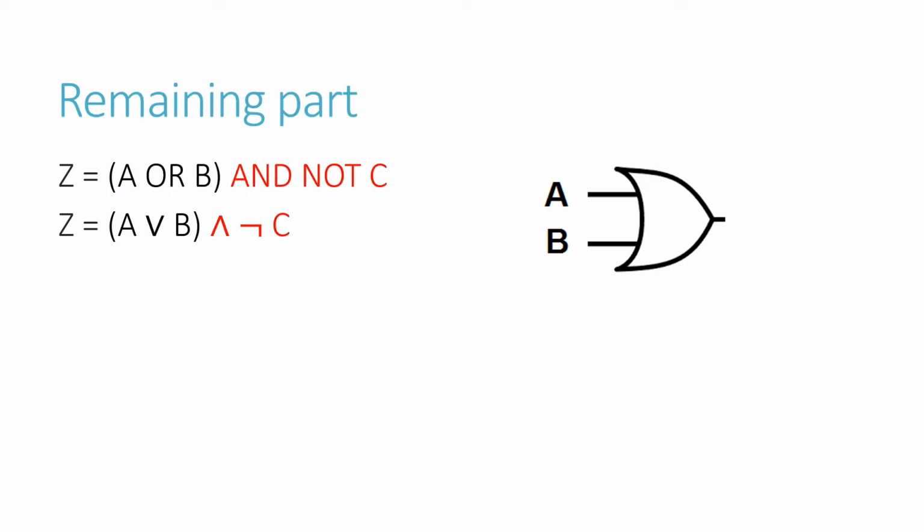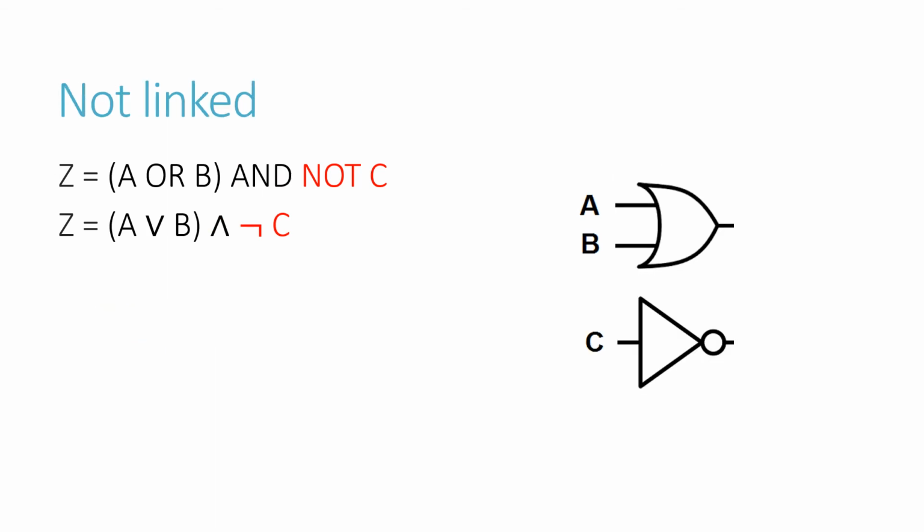Right, so the remaining part is AND not C, which is two operators right next to each other. So which do we do first? We have to complete the circuit by putting these two gates in the right order. Which one comes first? It's the NOT gate, isn't it? Notice that the NOT gate and the brackets are not directly joined together. There's an AND in between them. So I'm not joining them together. I'm putting them one above the other. I'm going to join them afterwards.